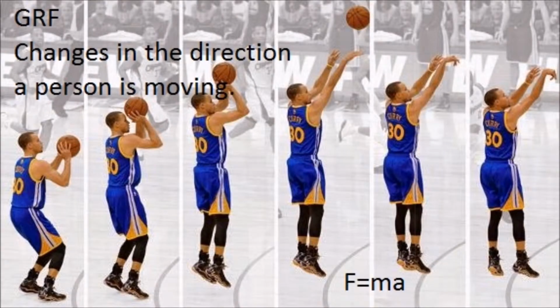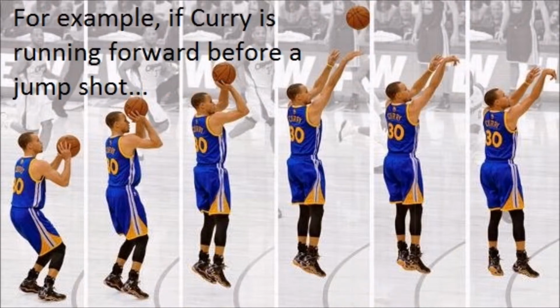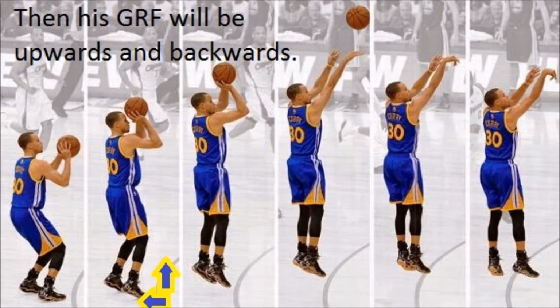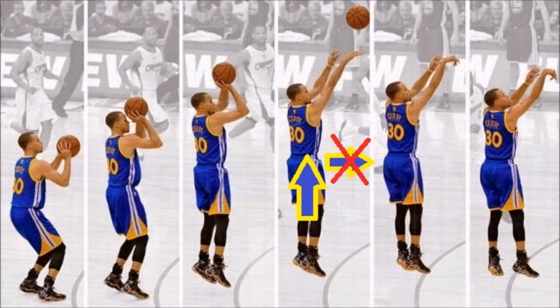If a person is still accelerating or changing direction while shooting a jump shot, their ground reaction force will also change. And as we learned in lecture, force equals mass times acceleration. For example, if Stephen Curry was running forward while shooting a jump shot, then his ground reaction force will not only be pointing upwards, but it will also be pointing backwards, which causes his jump shot to be vertical and not forward. The last topic is the Magnus force.